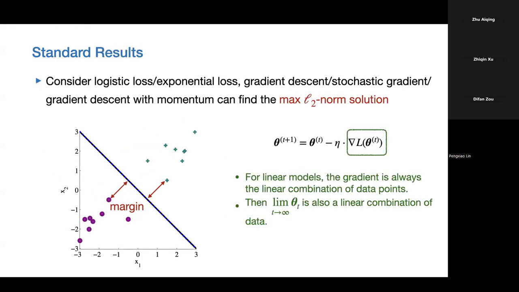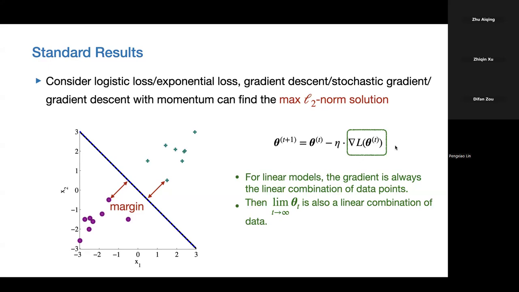A standard result is that if we consider logistic loss, which is exponential loss, on these linear models, the widely known result is that if we consider gradient descent, stochastic gradient descent, or gradient descent with momentum, we can finally find the max L2 norm solution. Here, the max L2 norm solution means that we have a boundary, and we define the margin, which is the smallest L2 distance between the data and the boundary. Then the max margin solution maximizes the smallest margin over the data points. And this result holds for gradient descent and similar algorithms.